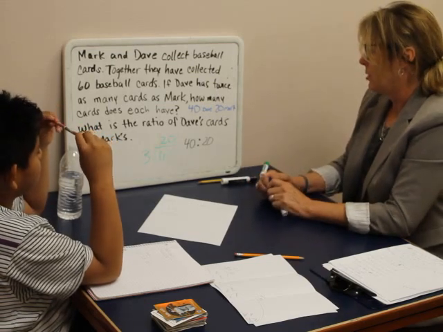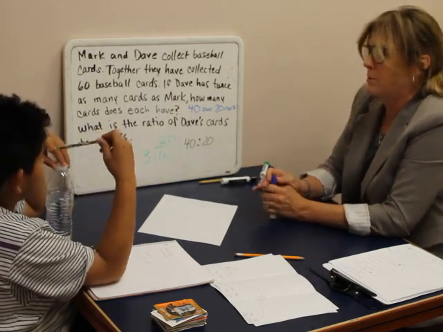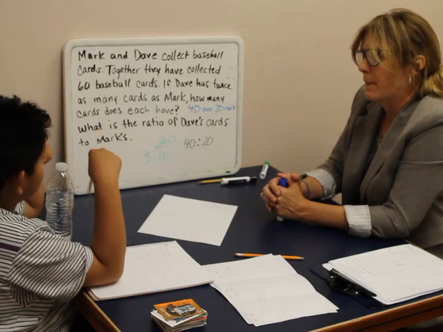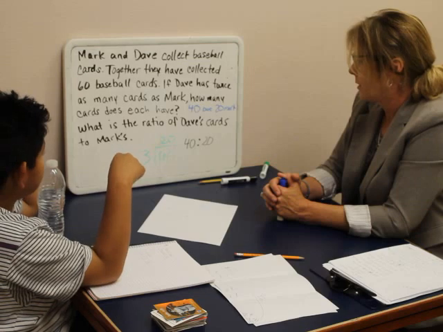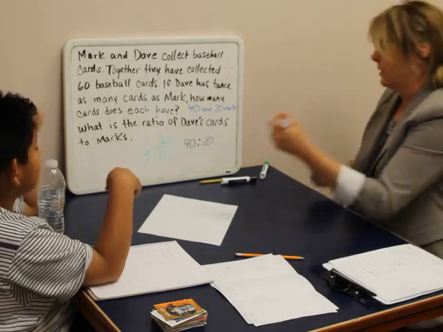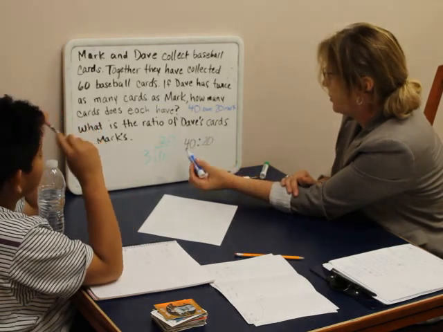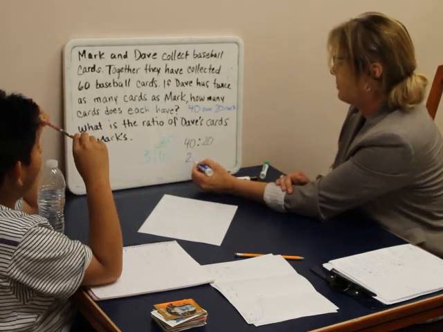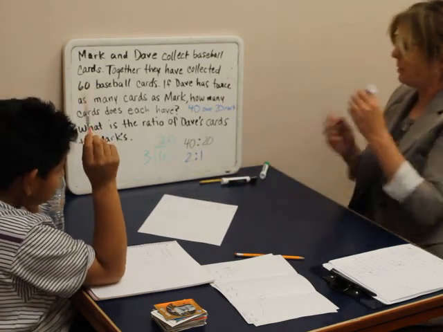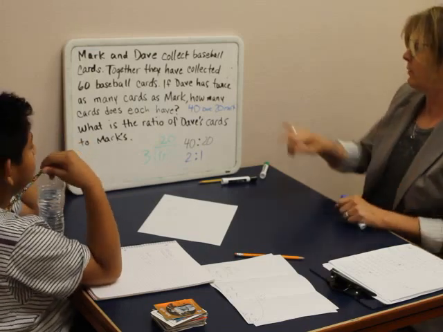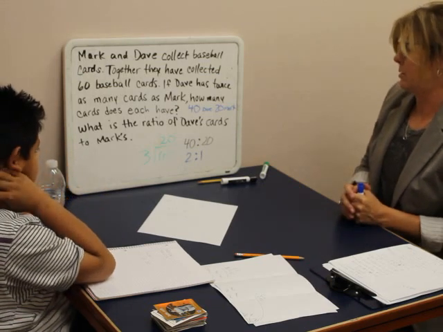Now how would you think we would simplify that? If we know that our number is 40 to 20, how would we simplify that ratio? Could we put 20 into 40 2 times? Very good. Just like a fraction, right? So we find our common denominator between the two, and we know that 20 goes into 40 2 times, and it goes into itself 1 time. So another way we could say the ratio of Dave's cards to Mark's cards is we could say the ratio is 2 to 1.